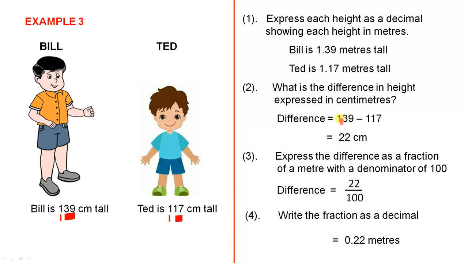What is the difference in height expressed in centimeters? So 139 take away 117 gives you 22 because difference is take away or minus or subtraction. So the difference in height is 22 centimeters. Express the difference as a fraction of a meter with the denominator of 100. So the difference is 22 over 100. So that's the fraction of a meter, 22 over 100. And write the fraction as a decimal, 0.22 meters. So it's all quite straightforward because when you have the denominator as 100, it's very, very easy to do these sums.